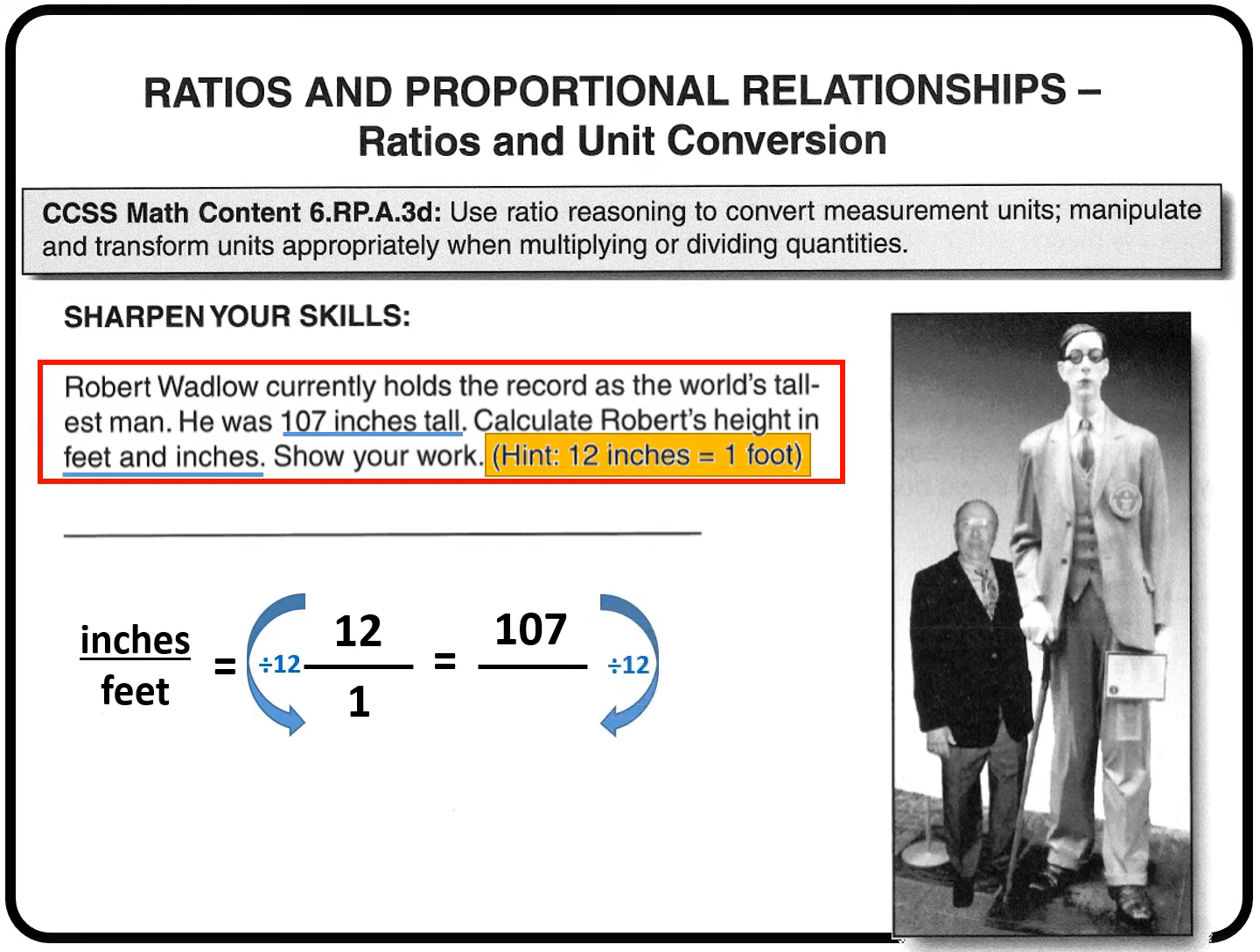I'm going to divide 107 by 12. And when I do, I get 8 remainder 11. The 8 is how many feet Robert is. 11 is how many inches we have left over. Robert is 8 feet and 11 inches.